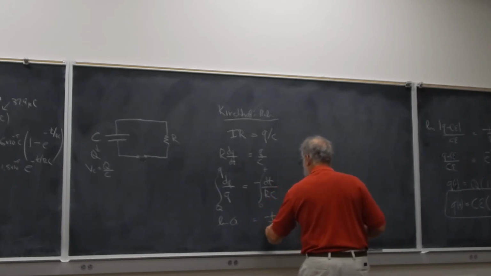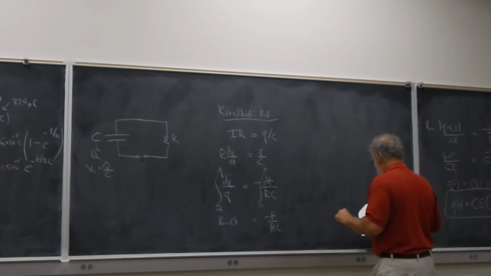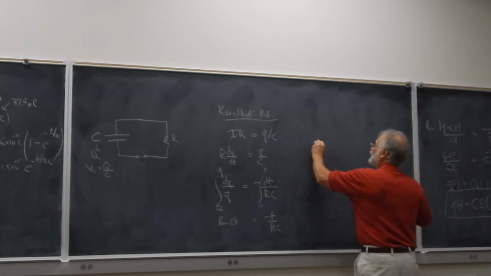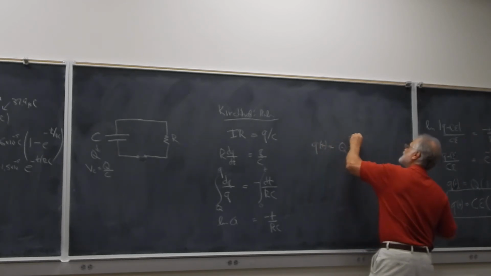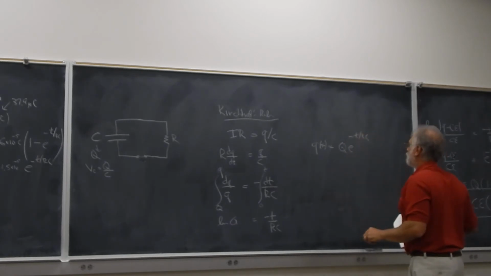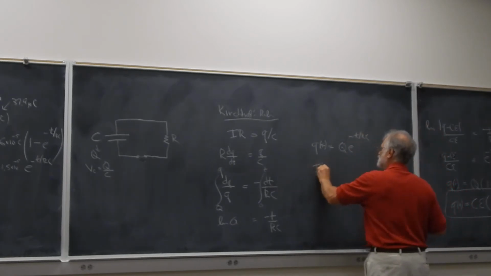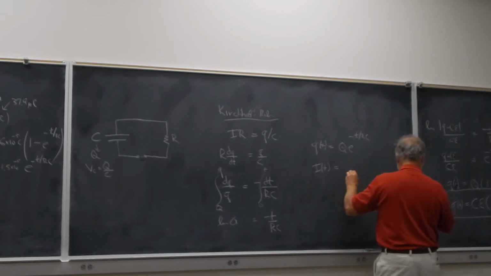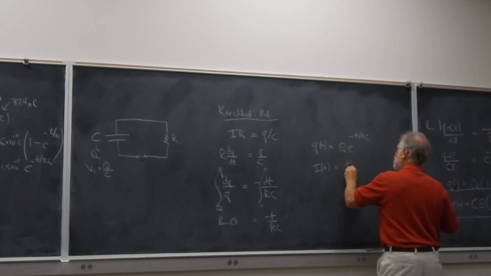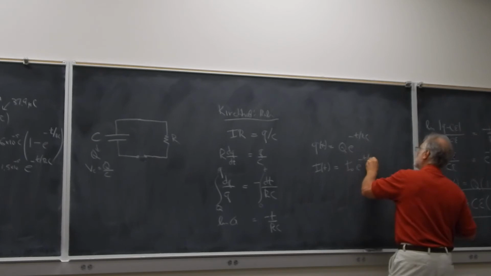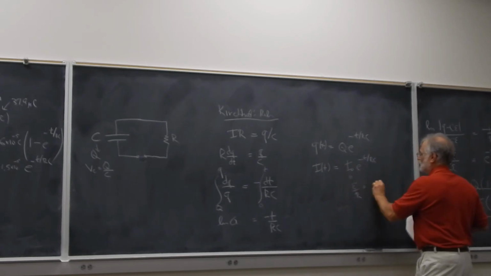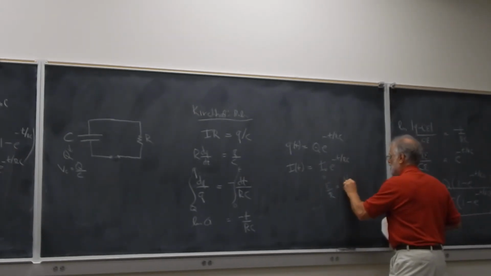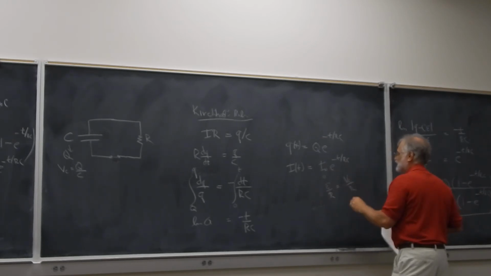minus t over RC. If I exponentiate, I can write Q as a function of time is equal to my initial Q times e to the minus t over RC. If I take the time derivative, my current as a function of time is going to look just like the last case, the charging case. I'm going to get I naught e to the minus t over RC, where I naught is E over R, or whatever the voltage across the capacitor was initially over R.